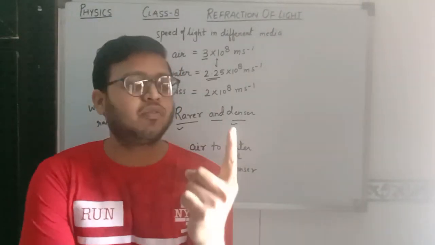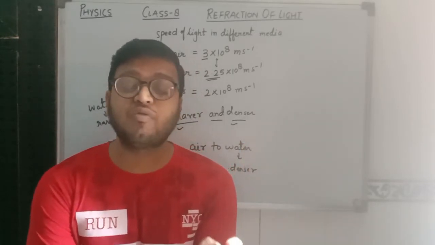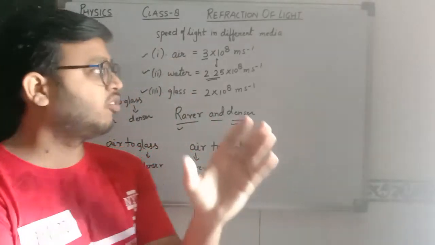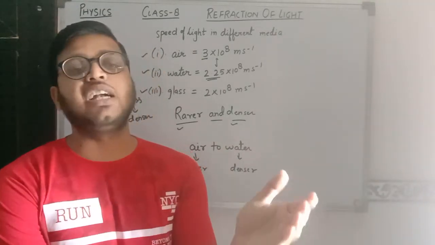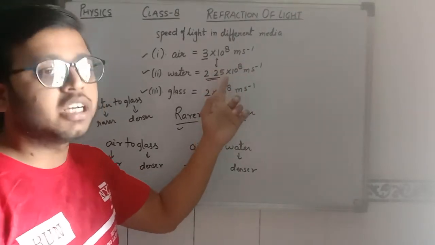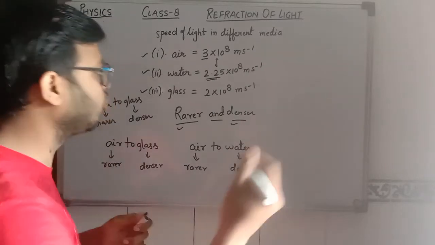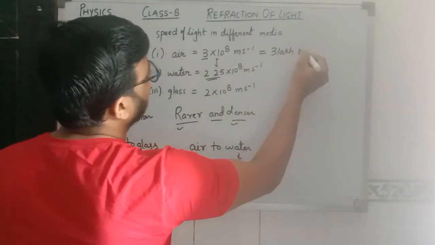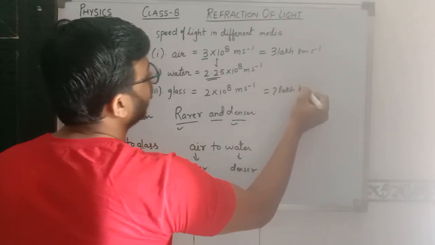First of all, speed of light. That is just information, but that information will become the concept of refraction of light. What was that information? That information is that the speed of light is very different in different media. Like in air, it is 3 into 10 to the power 8. In water, 2.25 into 10 to the power 8. And in glass, 2 into 10 to the power 8. This can be written as 3 lakh kilometer per second, and this can be written as 2 lakh kilometer per second.